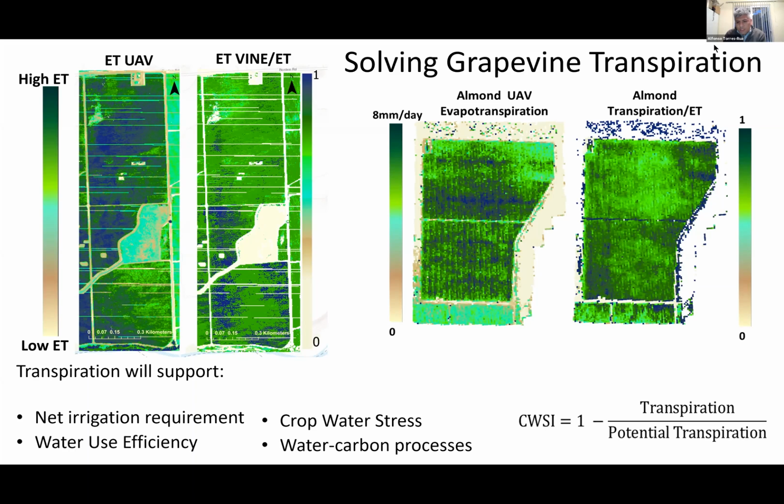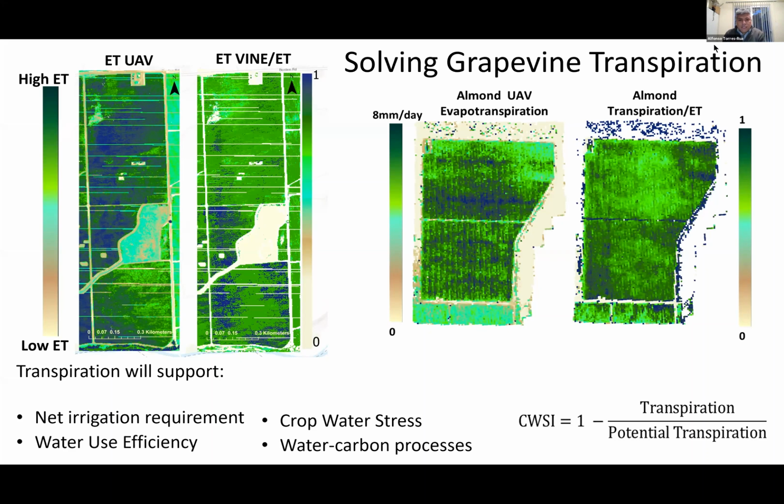Also, the transpiration product can help us to estimate crop water stress versus thermal-based or local measurements. It can give us a way to estimate this parameter without the need of local calibrations. And additionally, we can link transpiration estimation to surface-atmosphere interaction studies, but also water and carbon processes, and the relationship with climate change.